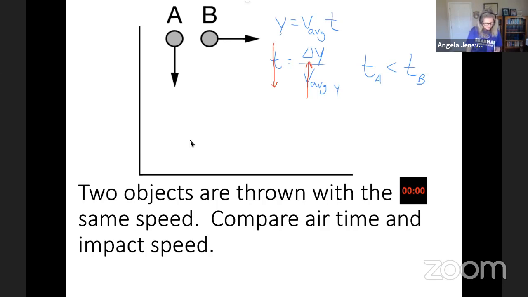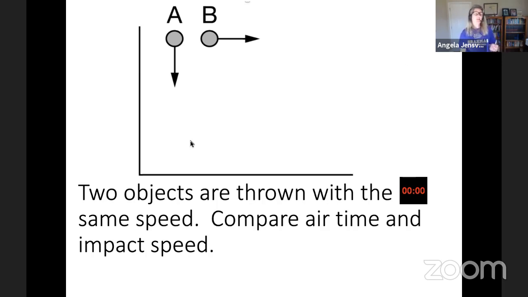All right, let's erase all that, and then we'll compare their impact speeds. So we'll use one of the kinematic equations. Let's do object B first. We know that for object B, the horizontal velocity is constant. So when it hits the ground, a horizontal component of its speed is V naught, because it was thrown horizontally at a speed of V naught, and that doesn't change.